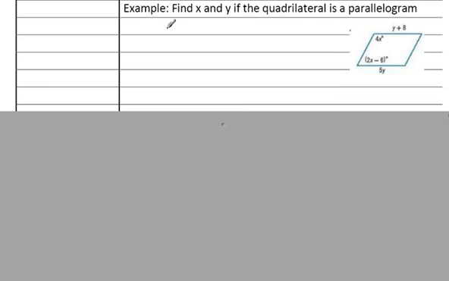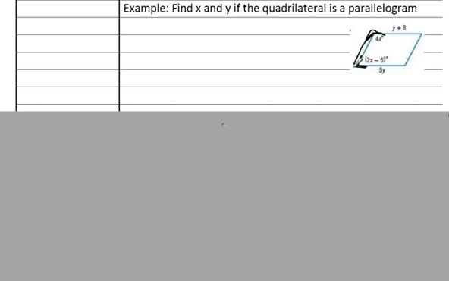Take a second to copy down this question and picture. And the example is that we are going to find x and y if the quadrilateral is a parallelogram. Okay, we're going to apply two properties of a parallelogram in one picture. The first one I want to work with is that consecutive interior angles in a parallelogram are supplementary. So in order to find x, we're going to use that property.